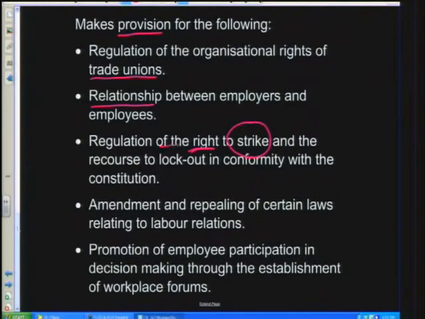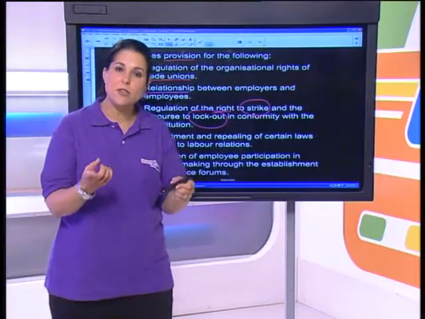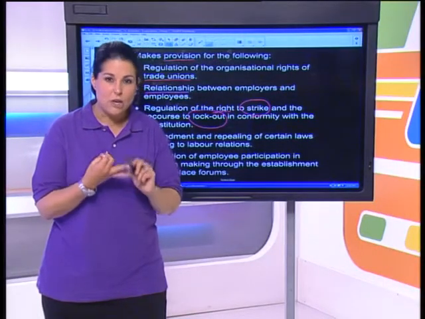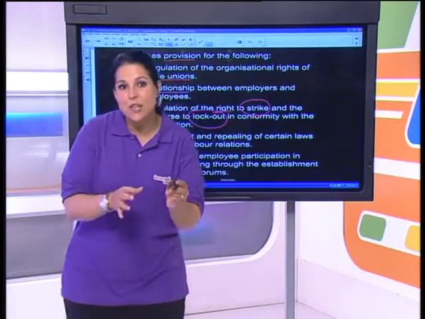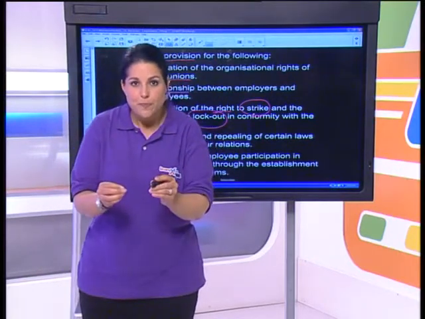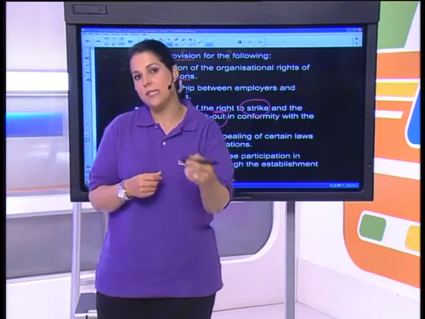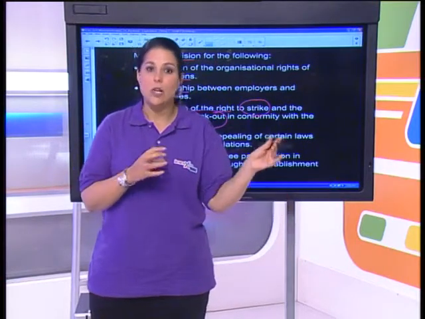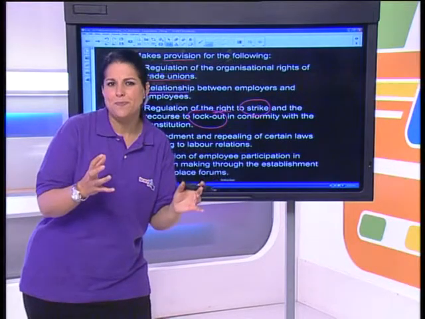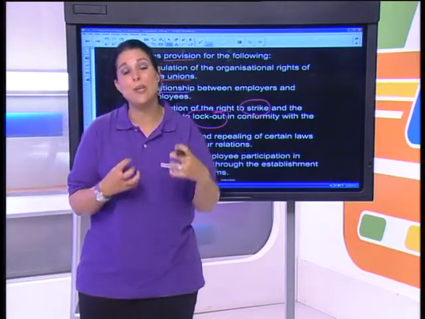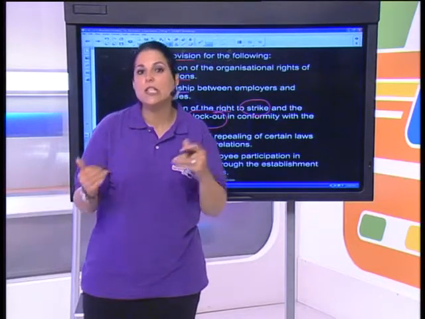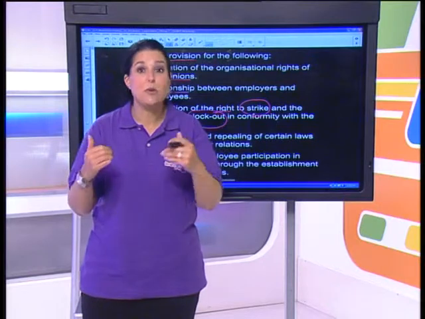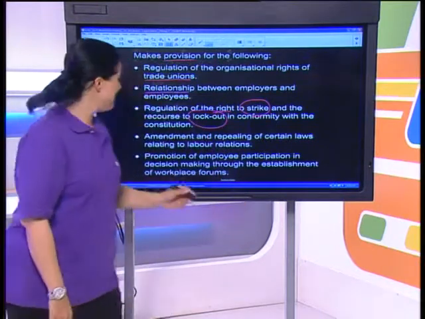So they tell us what procedures we need to go through before we can go on strike, and the recourse to lock out. Oh, I wonder if you guys can remember that. What is the difference between a strike and a lockout? A strike is when the employees refuse to do work until the employer accepts their demands. A lockout is almost the opposite. This is where the employer refuses that the employees come into work until they accept demands that were made to them. Hope you remembered that.